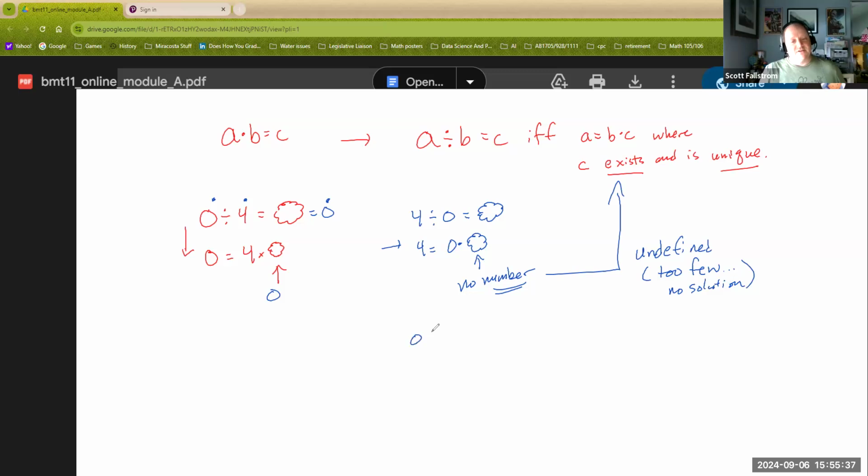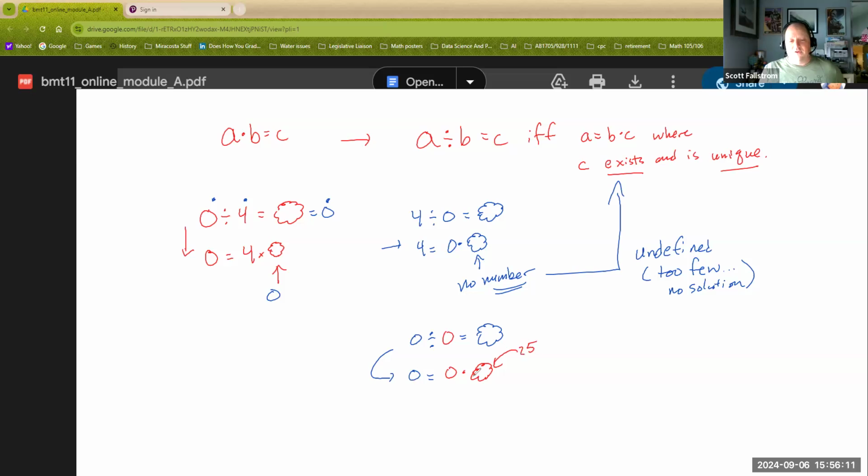But if you try something like 0 divided by 0, and I'm going to change the color so you can tell which 0 I'm referring to here. Then using this definition, 0 would have to equal the other 0 times the cloud right there. Okay, well, wait a minute. So what could I put into this cloud? Could I put the number 5? Let's check it. 5 times 0, that gives me 0, so it works.